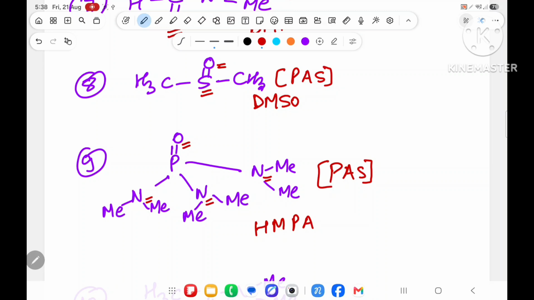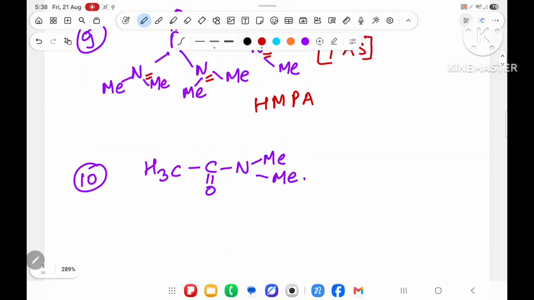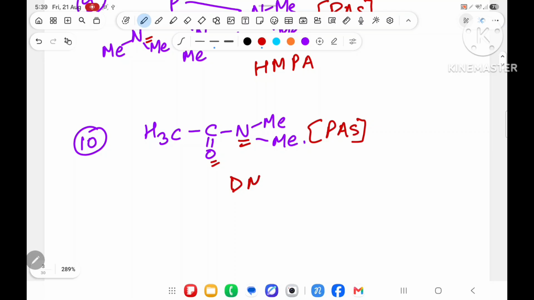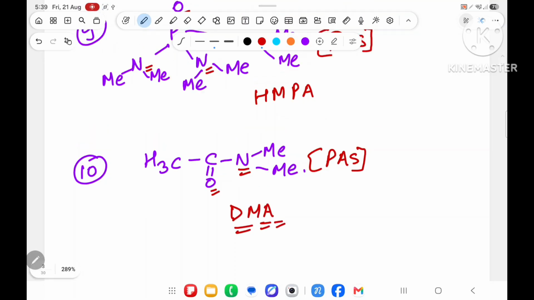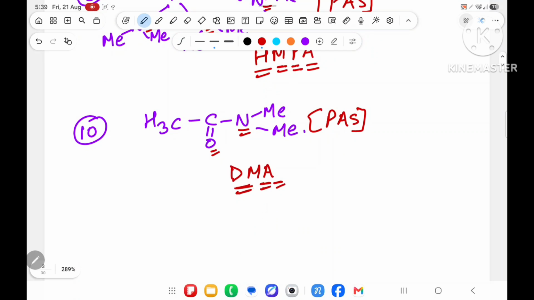Hexamethyl phosphoramide. If you didn't listen properly, then you will search on Google. The name of this structure is HMPA. Now over here nitrogen no hydrogen, here oxygen no hydrogen, polar aprotic solvent, and its name is DMA, dimethyl acetamide. Understood?